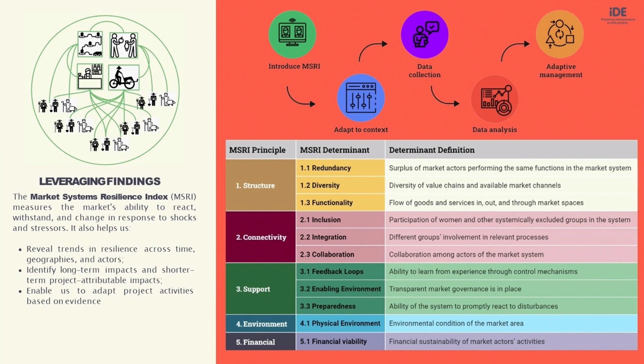So we're trying to show a little bit of the network we have here. We've divided resilience into principles: structure, connectivity, support, environment, and financial. Then we have 11 determinants, things like redundancy, diversity, inclusion, feedback loops, physical environment, financial and viability. We break those down further into questions, et cetera. So at the end of the day, this is a survey where we try to measure each of those in a qualitative and quantitative way, so that we can get a measurement at scale, both to see individuals, but also trends and patterns over time.